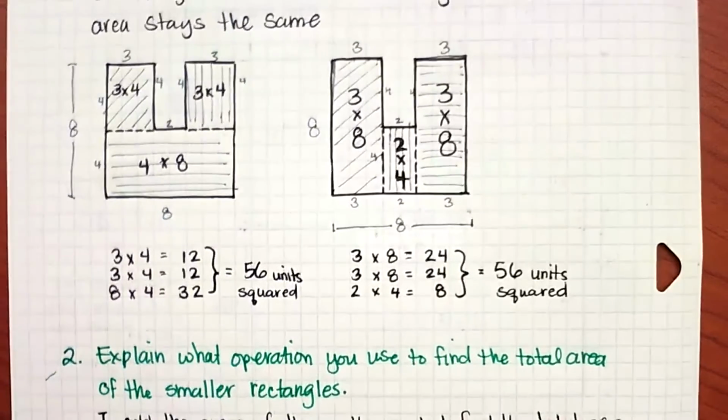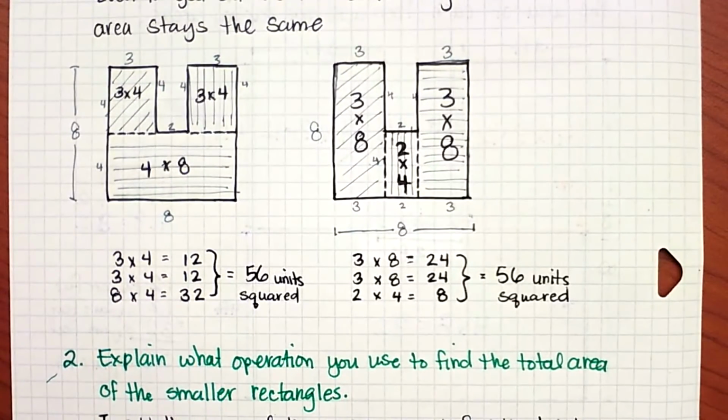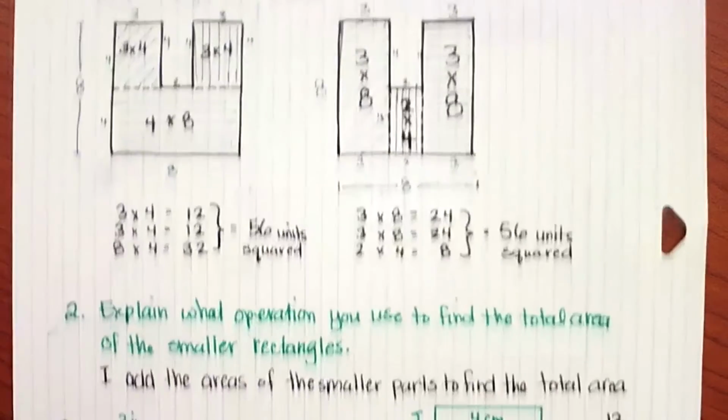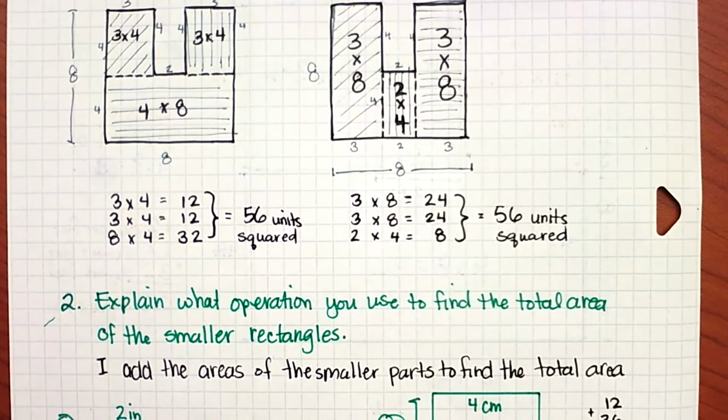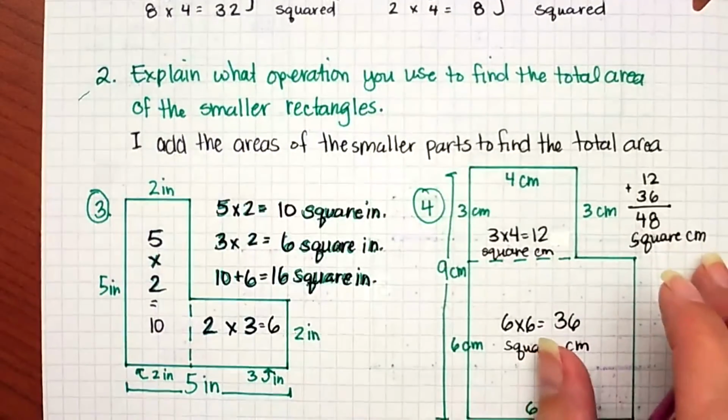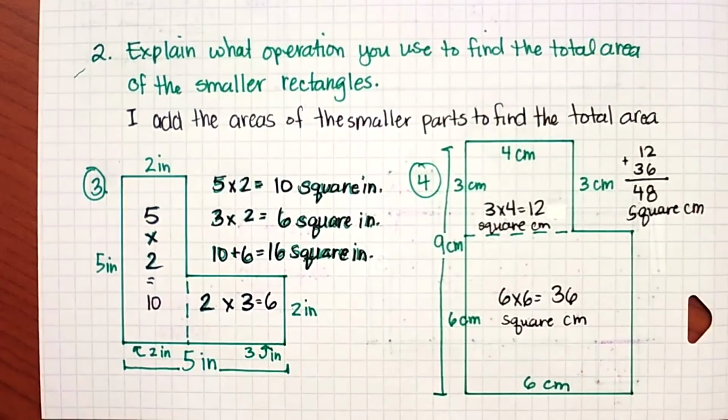For number 2, explain what operation you use to find the total area of the small rectangles. Well, I need to add the area of the small rectangles once I find them in order to find the total area. Now for number 3 and number 4, they gave us some rectangles and they asked us to cut them and find the area. Now you did not need to cut them this particular way. I just happened to cut them this way.